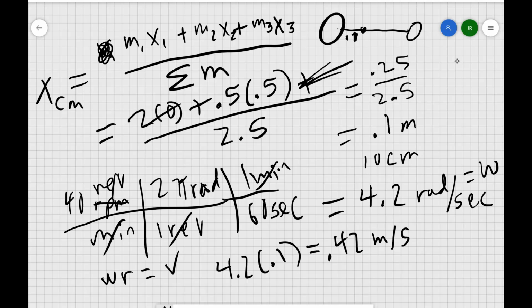And then for the 0.5 kilogram ball, it's going to be 4.2 times 0.4, because that's how far it is away from the center of mass, which is the center point around which everything is revolving. So that's going to be 1.68 meters per second.